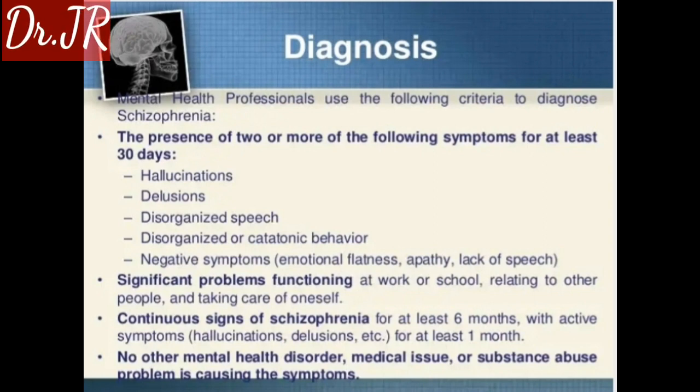Mental health professionals use the following criteria to diagnose schizophrenia: the presence of two or more of the following symptoms for at least 30 days: hallucinations, delusions, disorganized speech, disorganized or catatonic behavior. Negative symptoms: emotional flatness, apathy, lack of speech, significant problems functioning at work or school, relating to other people, and taking care of oneself. Continuous signs of schizophrenia for at least 6 months with active symptoms, hallucinations, delusions for at least 1 month. No other mental health disorder, medical issue, or substance abuse problem is causing the symptoms.